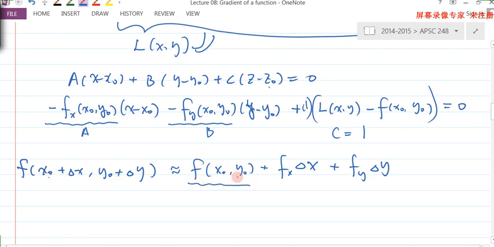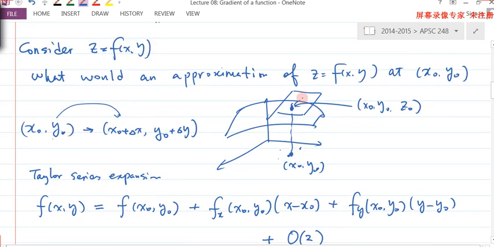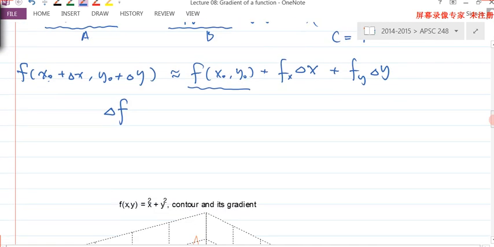Then we're going to move this term to the left side. When you move this term to the left side, you end up with the value at x naught, y naught, and the value at x naught plus delta x, y naught plus delta y. Together this minus this gives us delta f, the small change in the altitude of the surface as you move around the location x naught. When you move somewhere to here, you're located here now, so there's a vertical difference along the surface. So delta f equals f_x delta x plus f_y delta y.